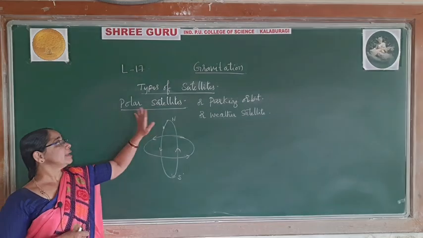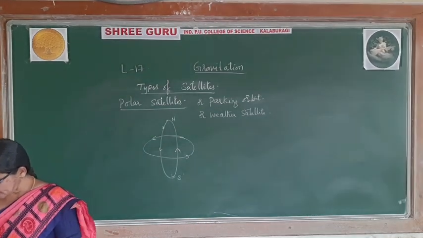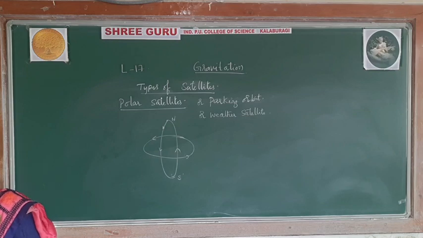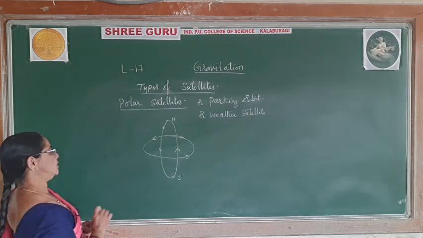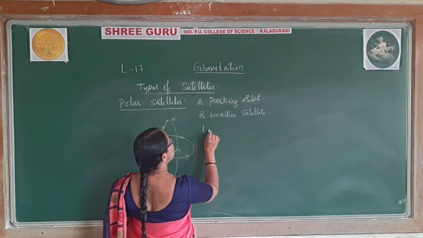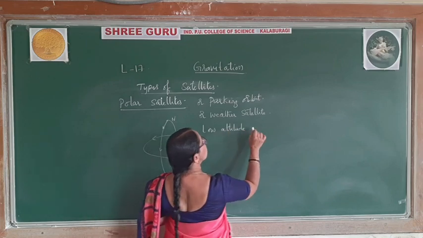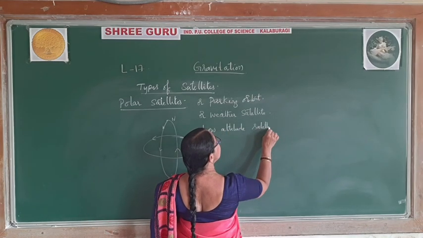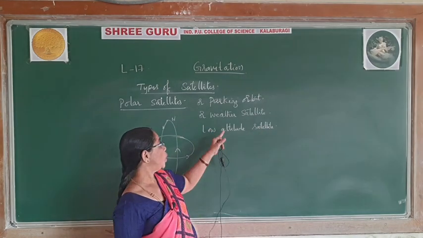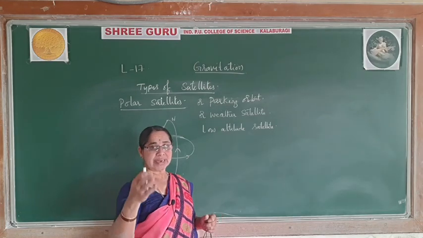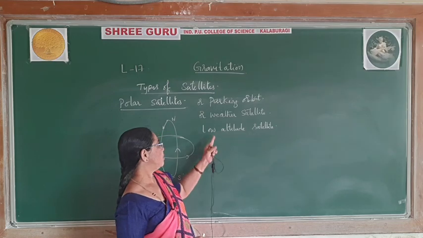But remember, this time period is very small. Since the time period is very small for this satellite, it is also called a low altitude satellite. Whenever the time period is less, the height is very small. For geostationary, the height was very large, so we also call them high altitude satellites, but for this, low altitude.